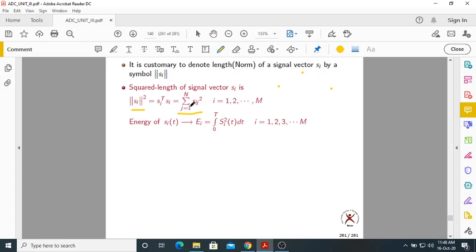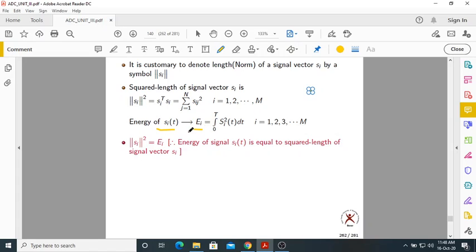Okay, so here I have written it in this form. It is also equal to Si transpose into Si, where Si is the signal vector. Now, that is the same as the energy of the signal. What is the energy of Si of t? That is Ei, equal to the integration from 0 to T of Si of t whole square dt, i varies from 1 to M. So this important statement is that the energy of the signal is the same as the square of the length of the vector.